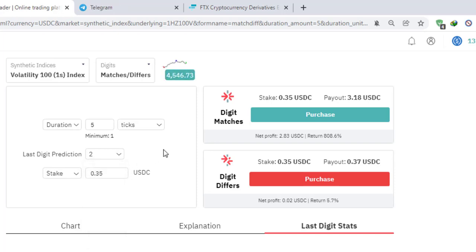So I'll show us how to actually make the precision easier for us. Digit matches is when your last digit is what you select here. Digit differs is when your digit differs from what you selected here. If it's digit differs you are trading, you can see that the payout is not much, just 0.37. Now let me show us. If you were to use $1, I will advise you to use $1, please.